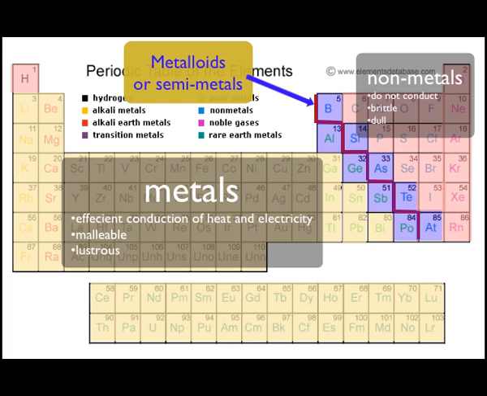Metalloids have sort of in-between properties. They sort of conduct heat and electricity. When you pound them, they'll kind of bend out a little bit and kind of shatter if you pound them too much. And they're sort of in between shiny and dull.